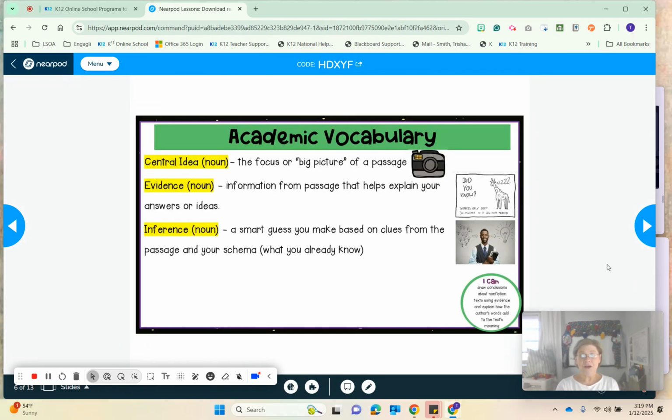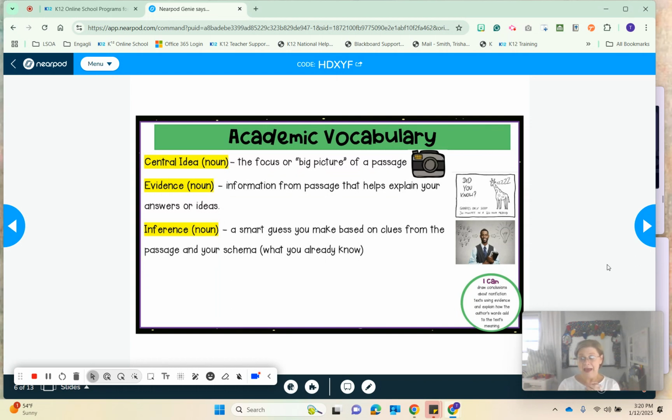Before we go any further, we need to go over a few academic vocabulary words. The first one being central idea. That's a noun. Remember, we know nouns are a person, place, or thing. Central idea is a noun. It focuses on the big picture of the passage. We can also think of it as the main idea.